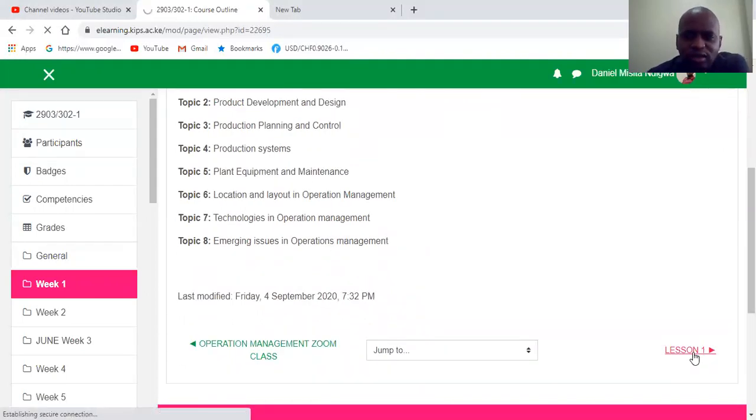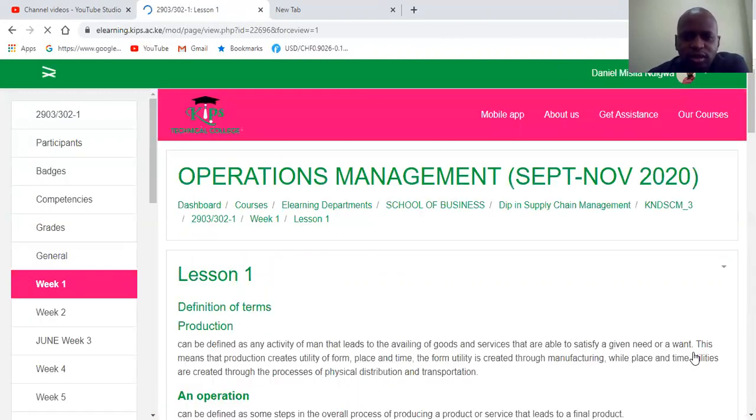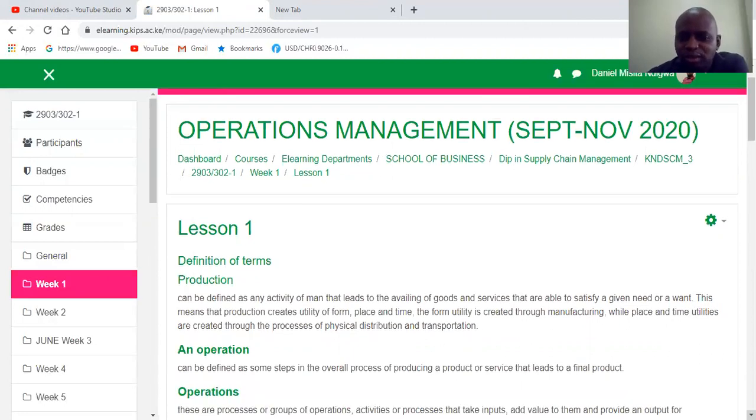So let's start with our first lesson. Our first lesson is going to be introduction, definitions of terms, some of the terms that are used in operations management. The first term is production, and production can be defined as any activity of man that leads to availing of goods and services that are able to satisfy a given need or want. Any activity that is involved by man and is able to avail goods and services to the organization or able to satisfy a particular need within the organization is what we are referring to as production.